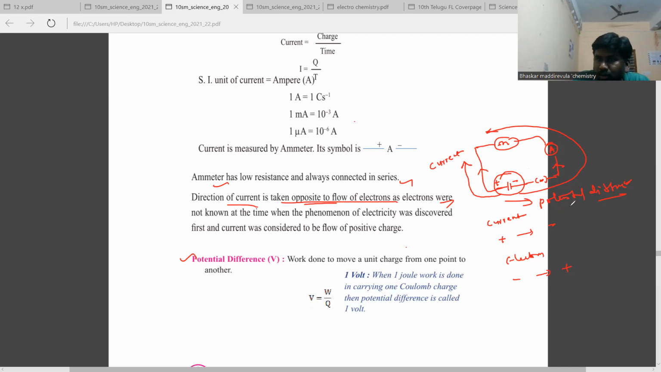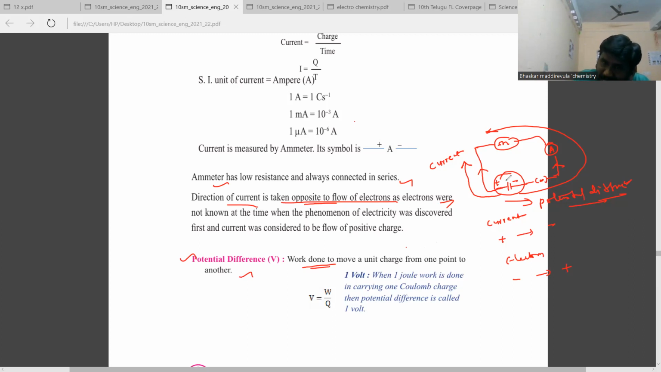Now, this potential difference is the work done. It is the work done to move a unit positive charge through a conductor from one point to another point. It is the work done by the unit positive charge to carry the electric current from one point to the other, where the charge will do some work.